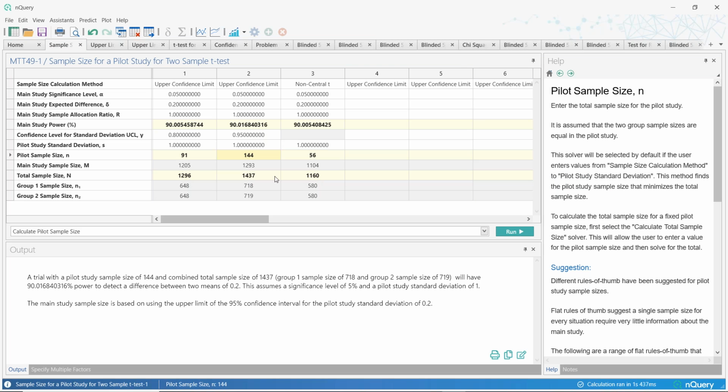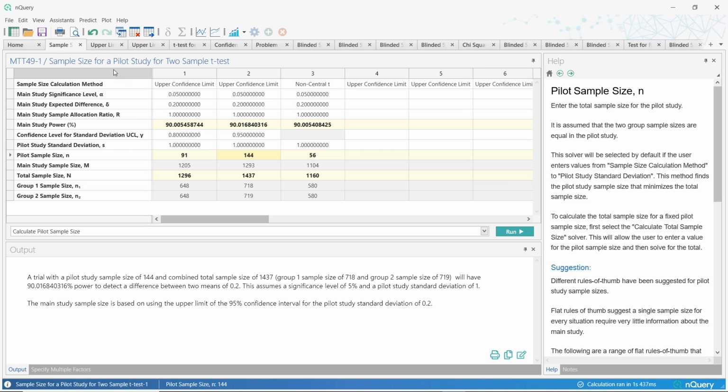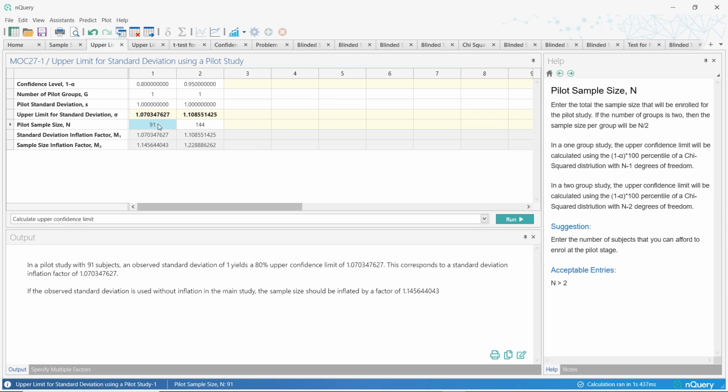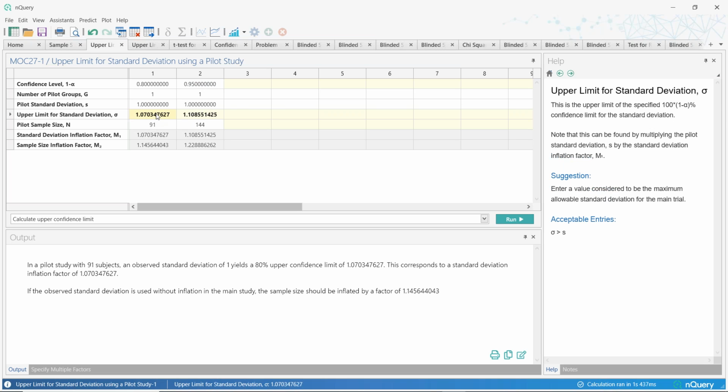So we're trying to minimize this row, the total sample size, which is the sum of the pilot sample size and the main study sample size. But we're going to cheat here a little bit, because I basically recreated the first 2 columns for the UCL approach, where I've calculated, let's assume we had a pilot sample size of 91 and 144, and I just happened to pick these confidence levels of 0.8 and 0.95 for the one-sided interval. And basically you could see that the upper limit for the standard deviation in the 0.8 case was 1.07, and for the 95% case, it was 1.108.